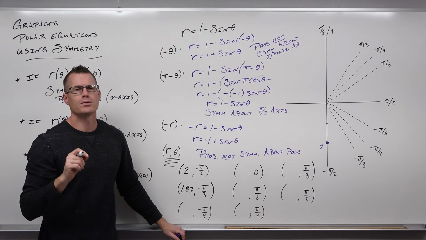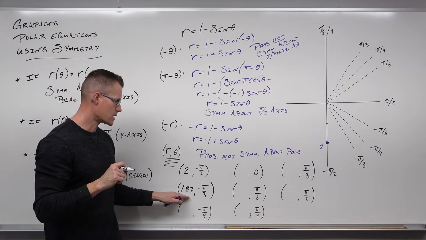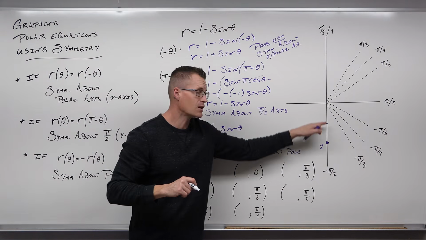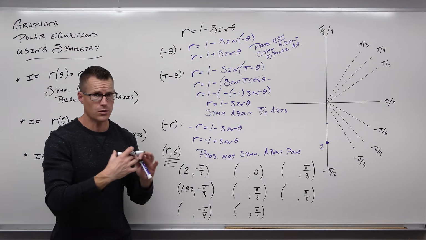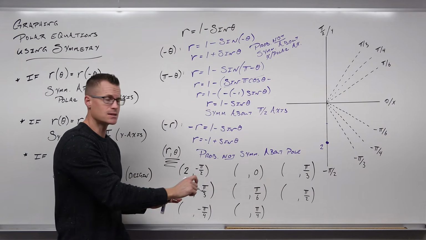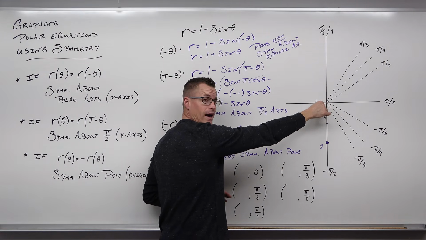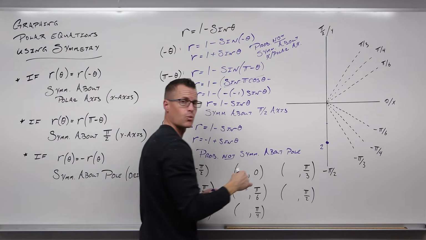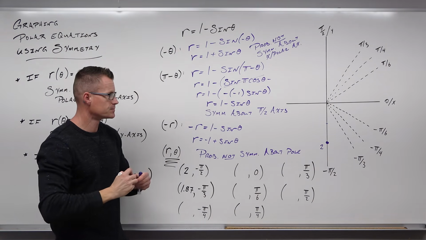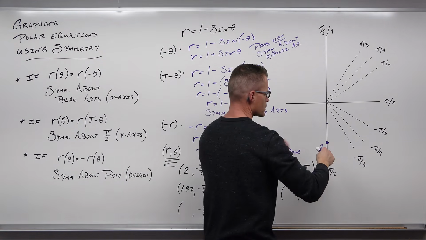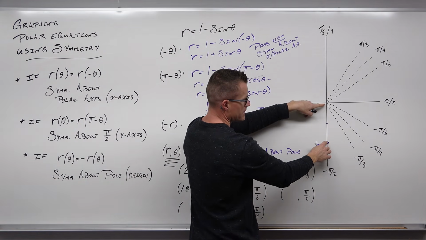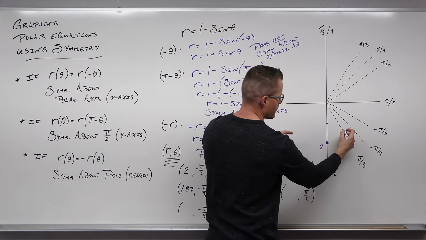One thing right now, please don't confuse positive r values with negative y values. This is r, theta. So what this says is go to an angle of negative pi over 3, got it. Then along that ray, you're going out positive 1.87. So if this is 2, 1.87 would be a little shorter, probably right about here.